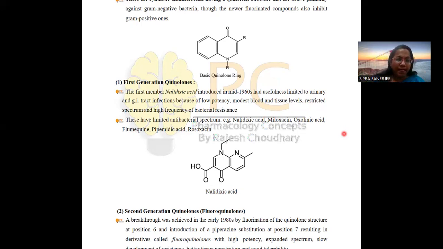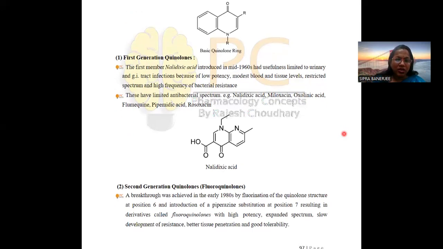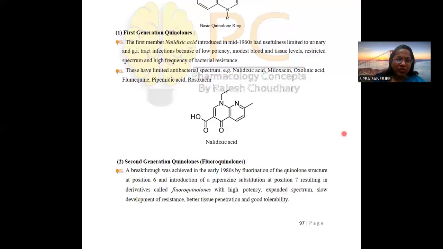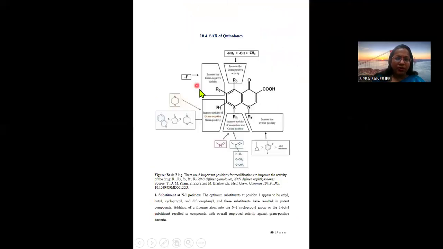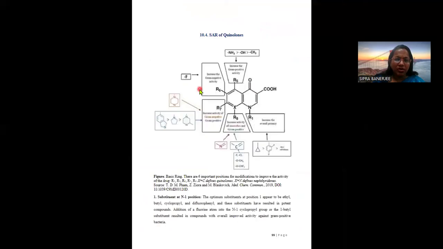Next, as they have resistance, second generation drugs are given, that is the fluoroquinolones. A breakthrough was achieved in the 1980s by fluorination of the quinolone structure at position 6 and introduction of a piperazine substitution at position 7, resulting in derivatives called fluoroquinolones with high potency, expanded spectrum, slow development of resistance, better tissue penetration, and good tolerability.